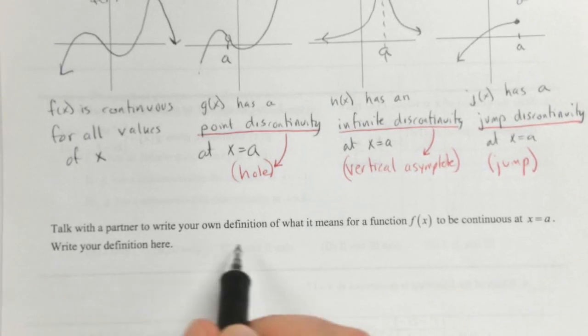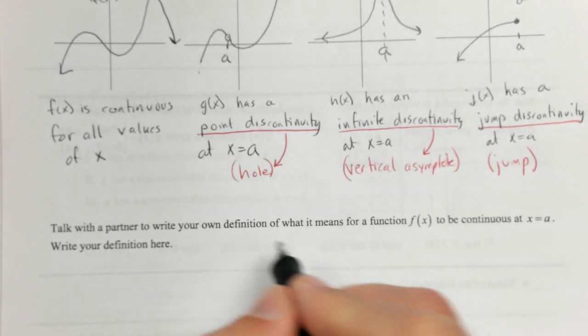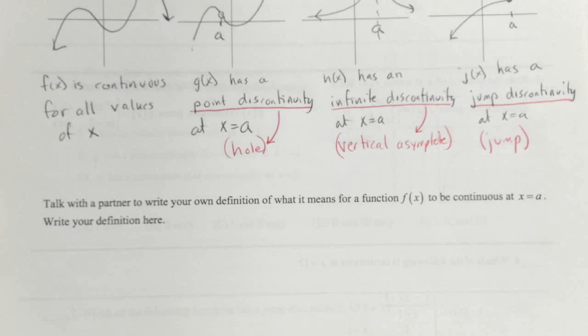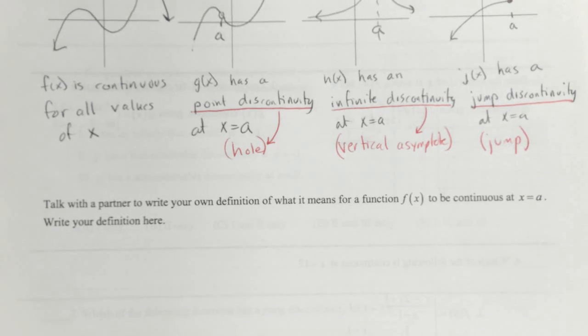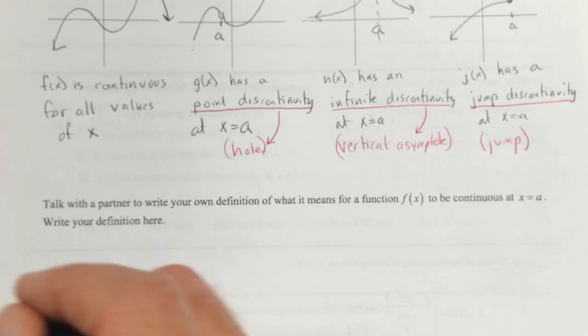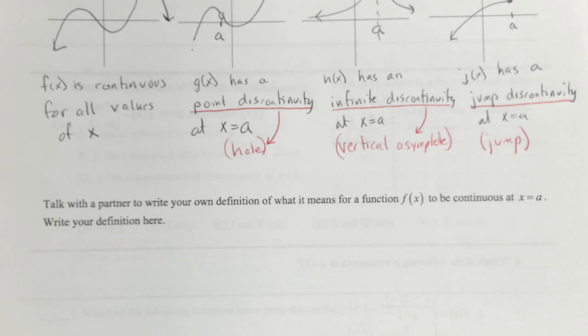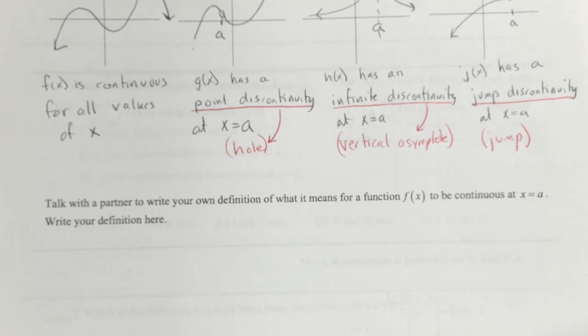All right, we're not going to talk with a partner to write your own definition because I think it would be tricky to come up with, although I hinted at it earlier on that last problem we did from yesterday's assignment. Before I write anything, that one we were looking at, we talked about the left limit has to equal the right limit has to equal the function value. That's the definition of continuity.